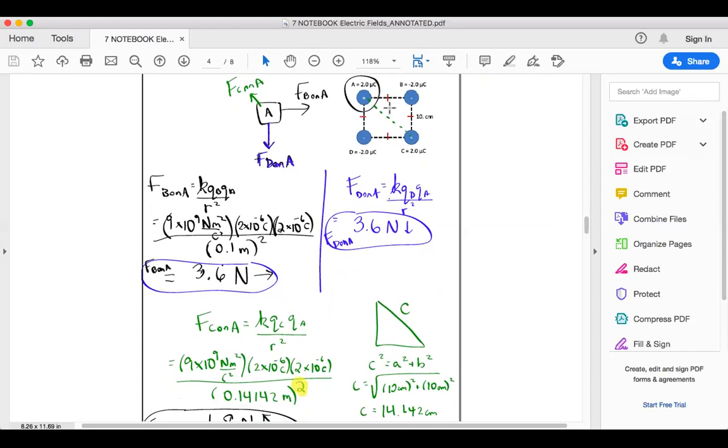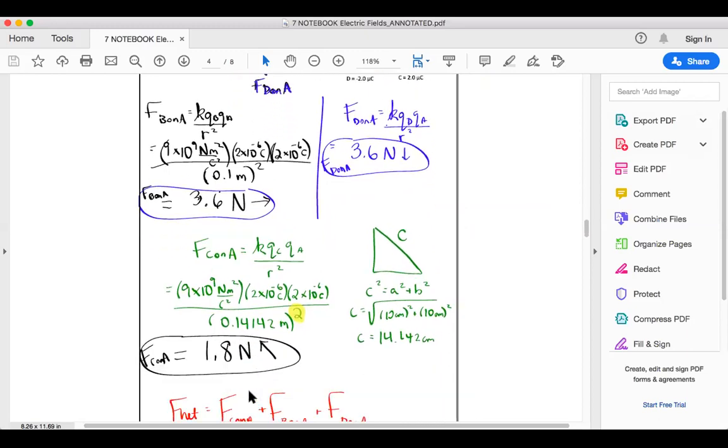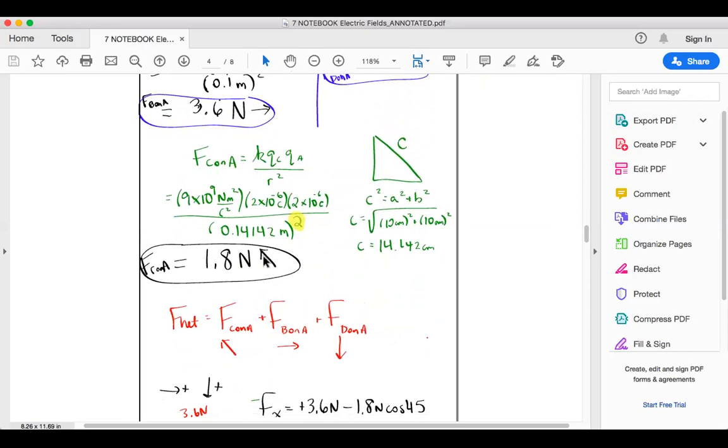Now, how do we get that diagonal distance if we know from here to here is 10 centimeters? Well, that's the hypotenuse of a right angle triangle. That's also an isosceles right angle triangle. So it is the square root of 10 squared plus 10 squared. We get 14.142 centimeters. So that's what goes into our denominator in SI units. And we get 1.8 newtons up to the left.